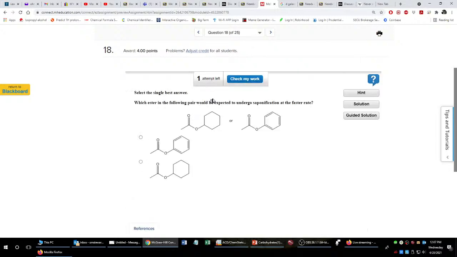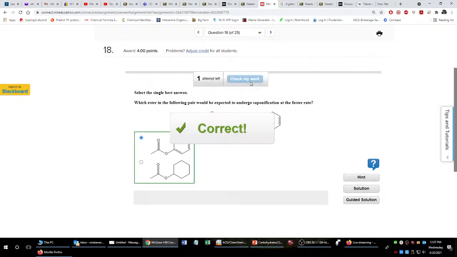Which would undergo saponification at the faster rate? Well, okay, easiest way for me to look at this, phenol is a lot more stable than cyclohexanol, so I would argue that this is going to be more. This is less of an argument about electron withdrawing groups and more about the stability of the molecule that's produced. So anytime you're inclined to create an aromatic compound, that's going to be more stable. So in this case, phenol is just inherently more stable.